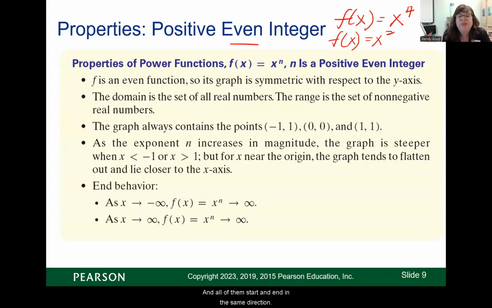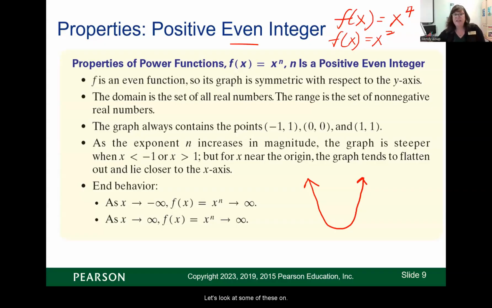And all of them start and end in the same direction. Remember, like our parabolas, they're going to start and end in the same direction. Domain's going to be all real numbers. Range is going to be not all real numbers, but the range will be a set of wherever it starts going to positive infinity or wherever it starts going down to negative infinity.